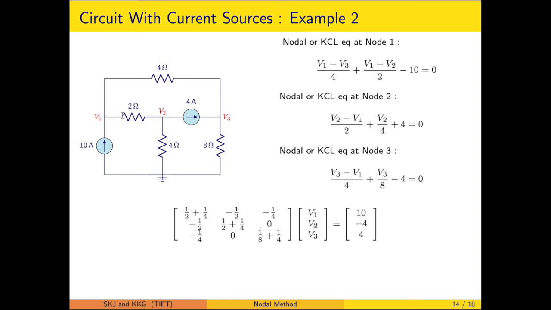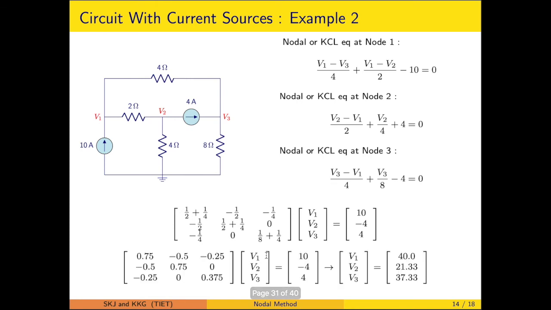So corresponding to G11, 1 by 2 plus 1 by 4, G12 minus of 1 by 2, G22 which is the sum 1 by 2 plus 1 by 4. There is no conductance present between 2 and 3, so that is 0, and this way you can sum up the equations likewise. The solution is obtained as this.